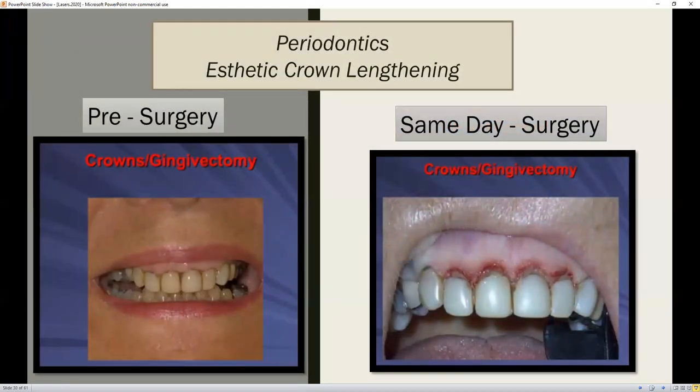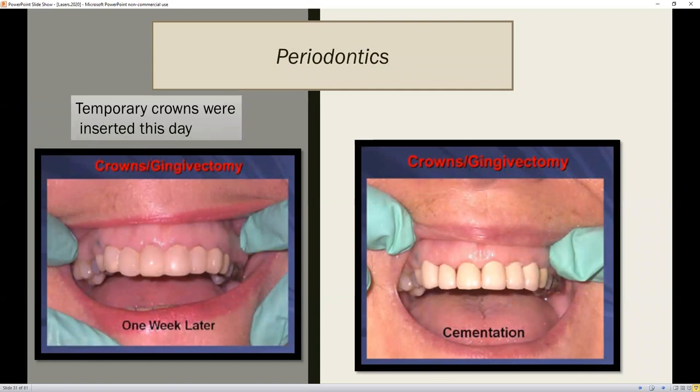So for periodontics, this is a crown lengthening or gingivectomy case where the patient had a gummy smile. You can see on the right-hand side, that was the same day. Now, all of these crowns are going to be redone. The tooth is going to be longer, and it will aesthetically be a much more pleasing smile. Those look like very old acrylic style crowns as well. Not pretty. So same patient, 1 week later, and then cementation. There's a little bit of interdental bleeding there, but that will heal up.